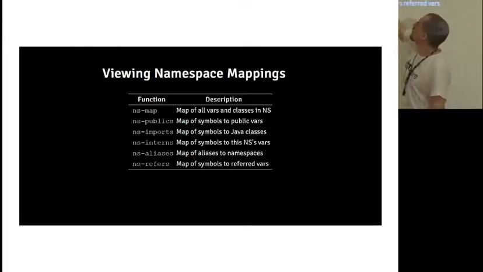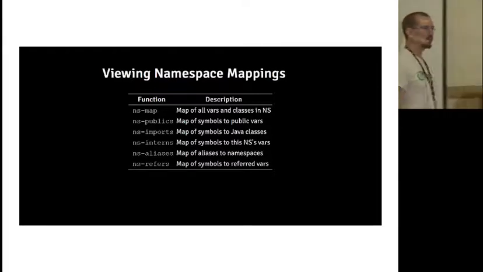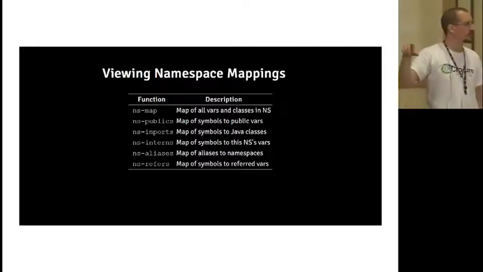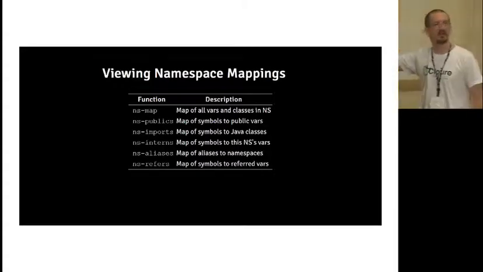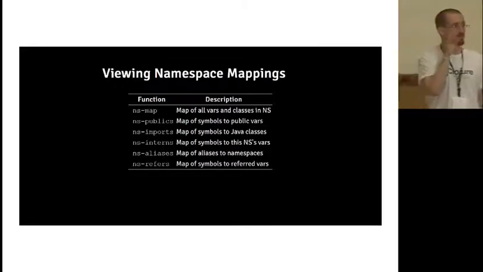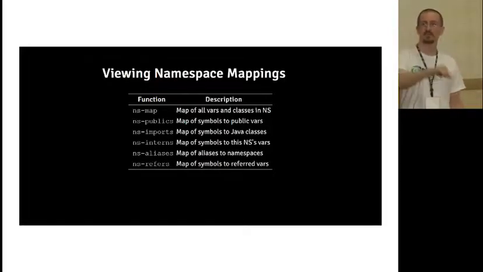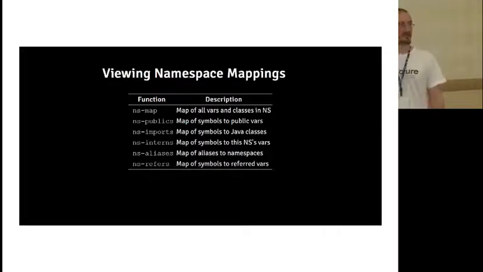You can say, only show me the symbols that map to public vars with ns-publics. You can say, only show me the Java classes that have been imported. You might have seen that before, like import java.io.File. Okay, what is that doing? It's making an entry in the import map for that namespace. A namespace is just a bunch of maps. Maps from symbols to, in this case, Java classes.